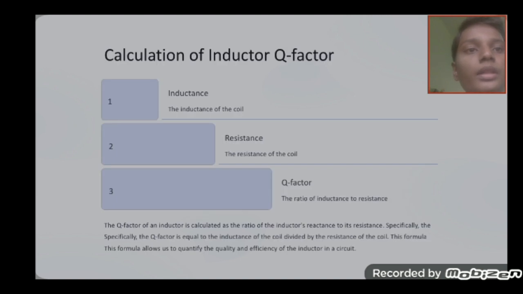Calculation of inductor Q factor. Inductance. The inductance of the coil. Resistance. The resistance of the coil. Q factor. The ratio of inductance to the resistance. The Q factor of an inductor is calculated as the ratio of the inductor reactance to its resistance. Specifically, the Q factor is equal to the inductive reactance of the coil divided by the resistance of the coil. This formula allows us to quantify the quality and efficiency of the inductor in a circuit.